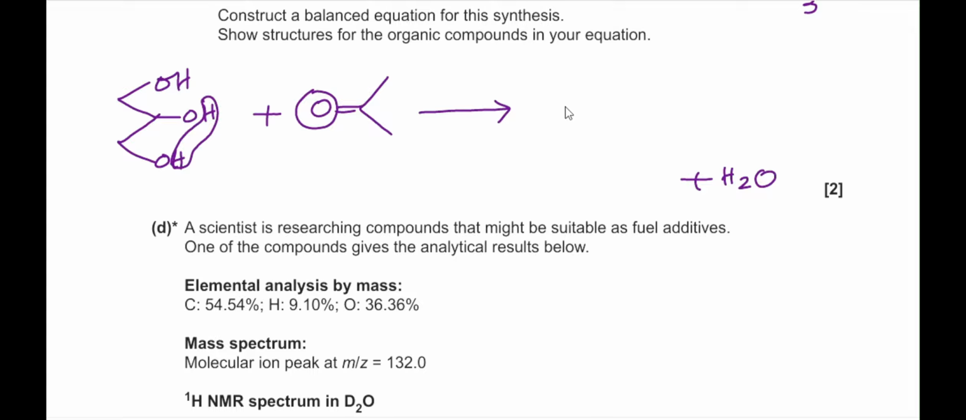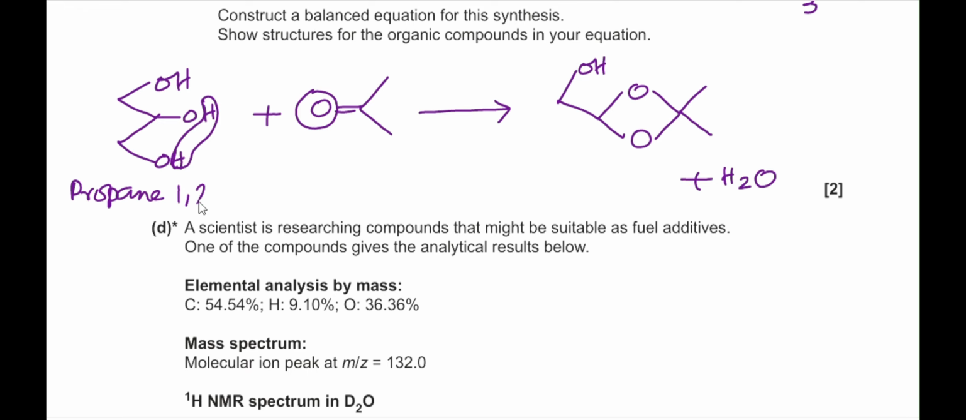The remaining part will be easy to draw now. So we got the OH group here, and then we have one oxygen here, and the remaining part of the carbonyl. So this is propane 1,2,3 triol. It's otherwise called glycerol, and this is propanone, and this is solketal.